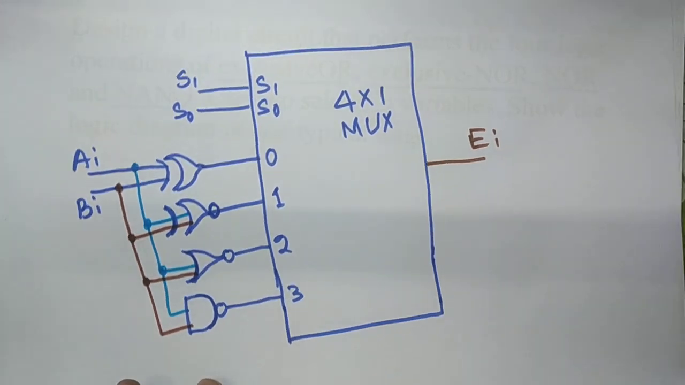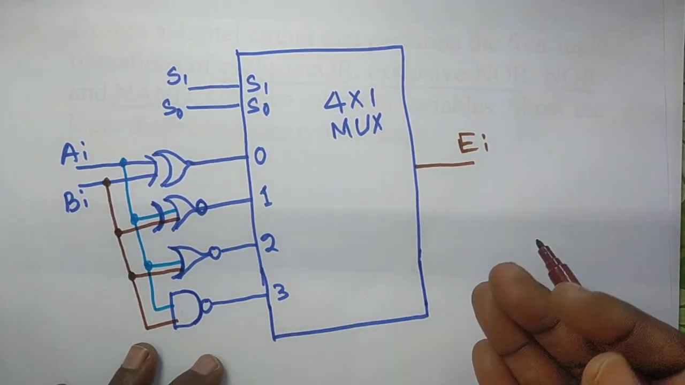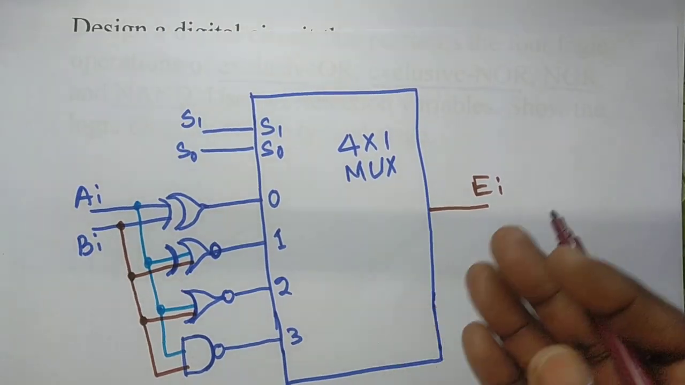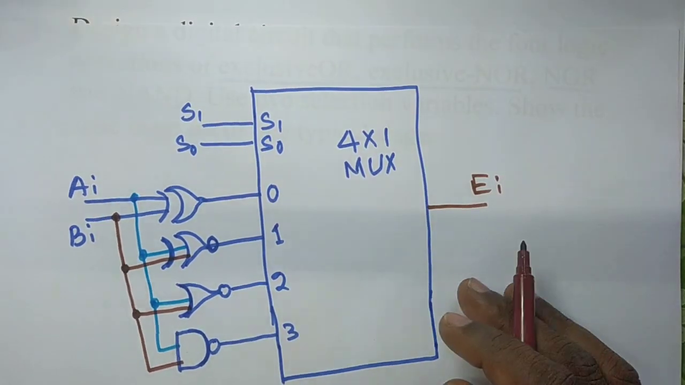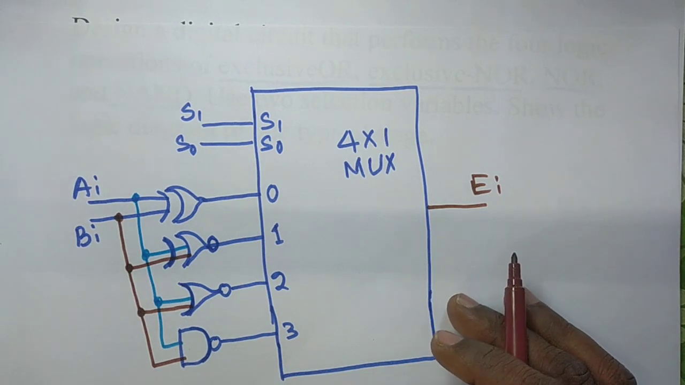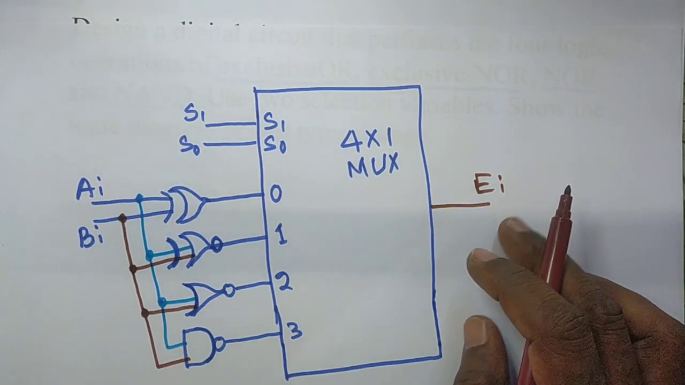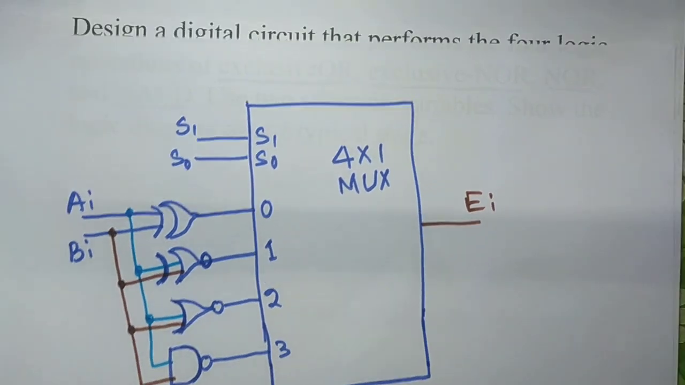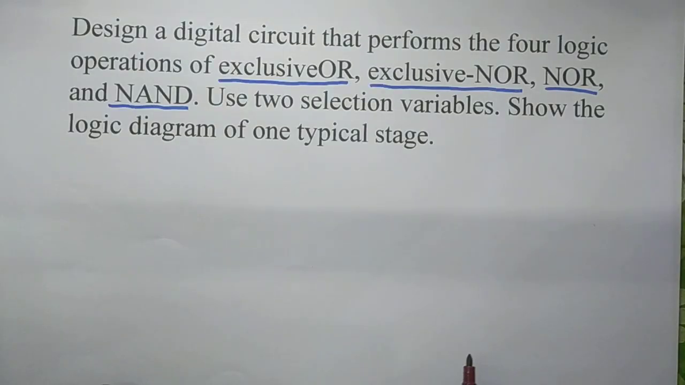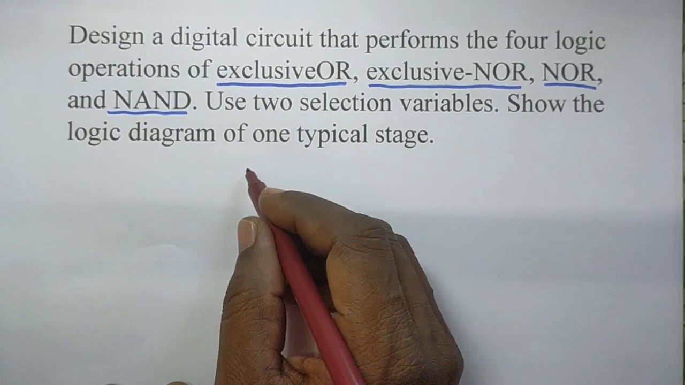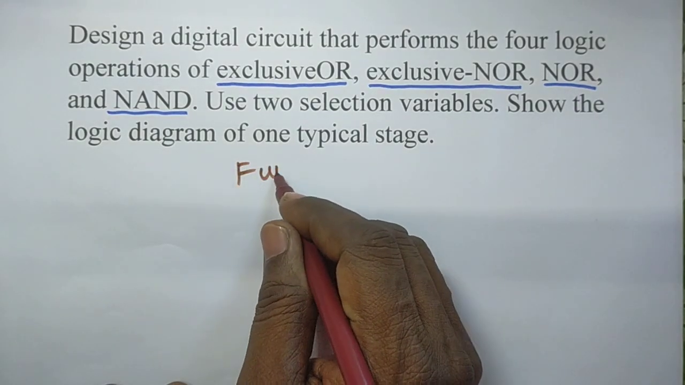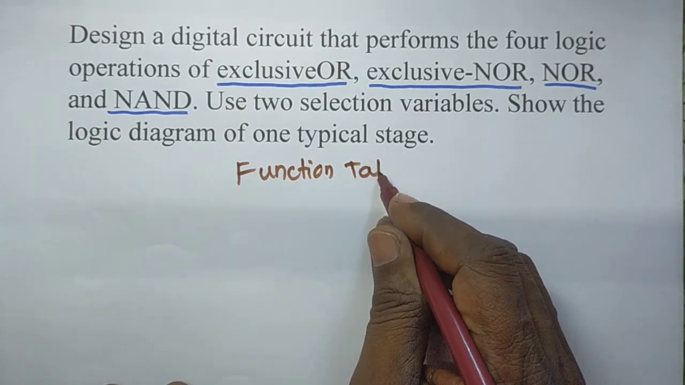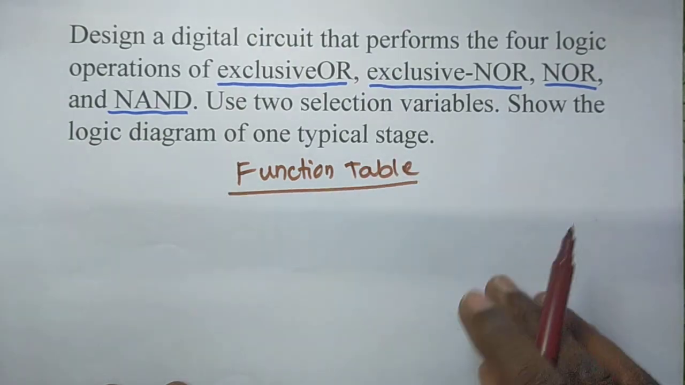Now we will design how it will activate, and how the different functions are considered as per this output. What is the output? How will we get this E output? Now see, the function table we will consider very simple here. We can consider the function table.